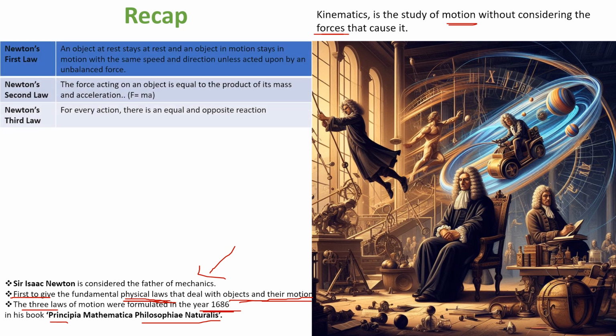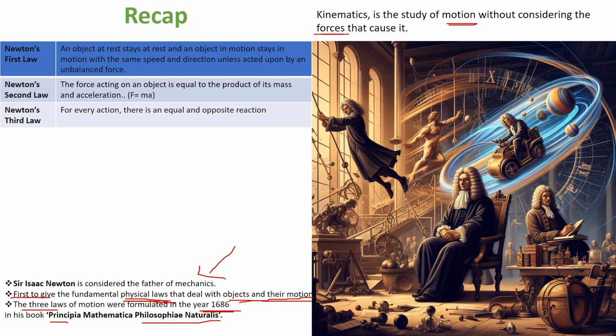Let's come back to our subject. What are the three laws? I mentioned, right? What are the three fundamental laws of physics which Newton gave? So what is the first law? Newton's first law says an object at rest stays at rest.